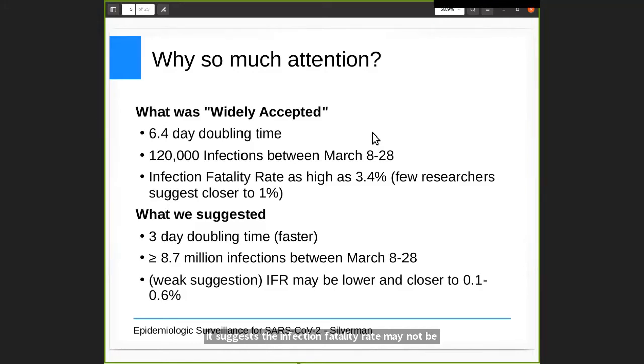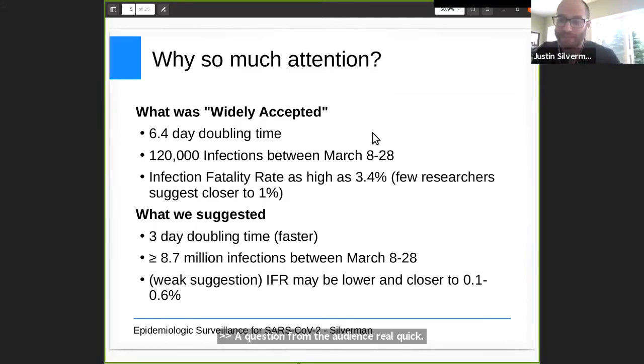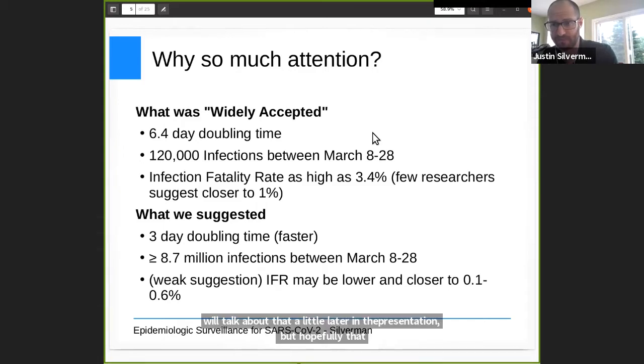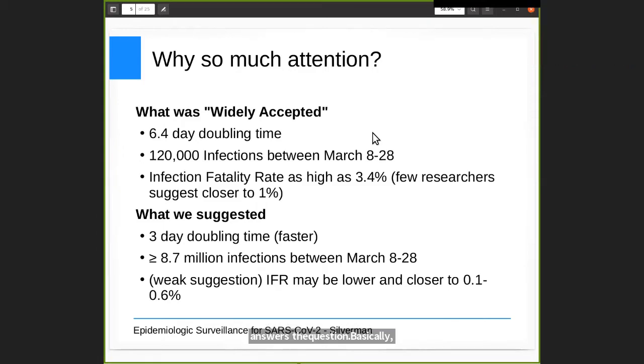Dr. Silverman, question from the audience. Yes, real quick. Who initially shared that infection fatality rate? That's kind of hard to pin down. Some of the initial fatality rates came out of the WHO based on data out of China. There were also similar numbers being seen in, for example, Lombardy in Italy. I can talk a little bit about why we originally thought it was so high later in the presentation, but hopefully that answers the question. So basically, it was the WHO from data out of China originally. Great, thank you.